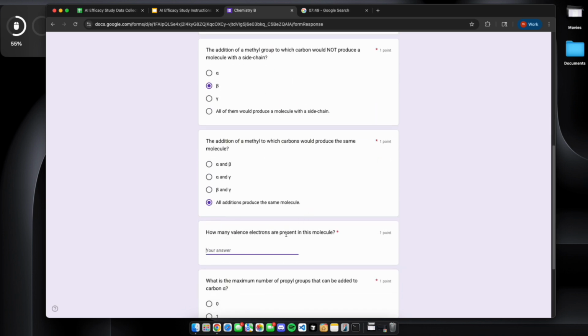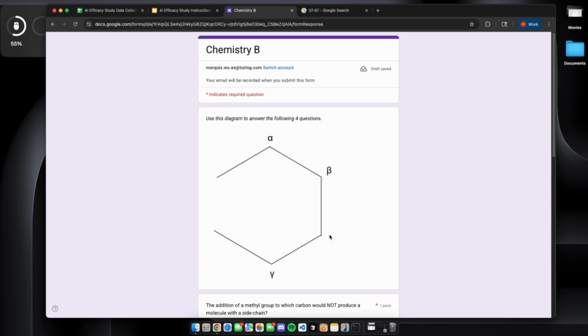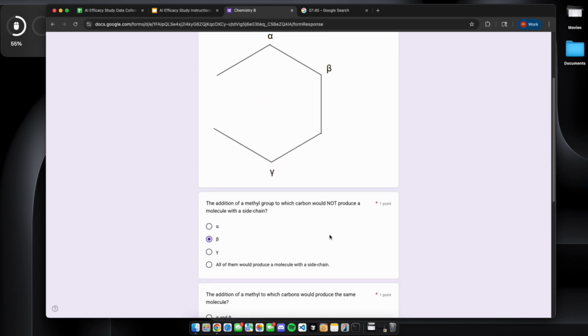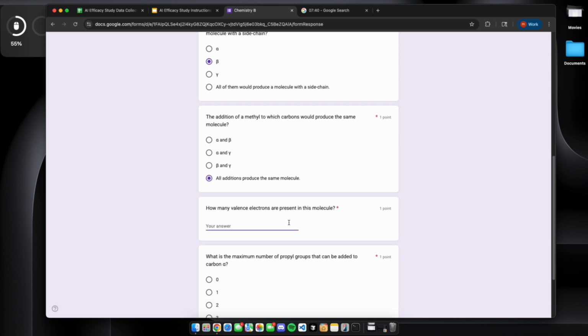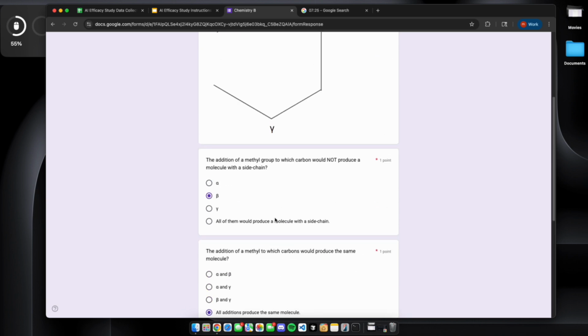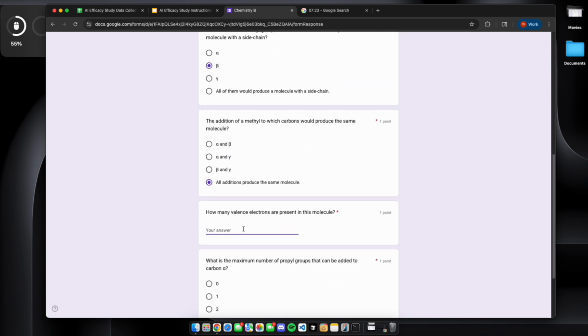How many valence electrons are present in this molecule? So there's 3 carbons, it looks like. So let's do 3 times 4 is 12 plus 6. 12 plus 6 is 18. Do I add the 2 or do I not? 3, 2, 18.